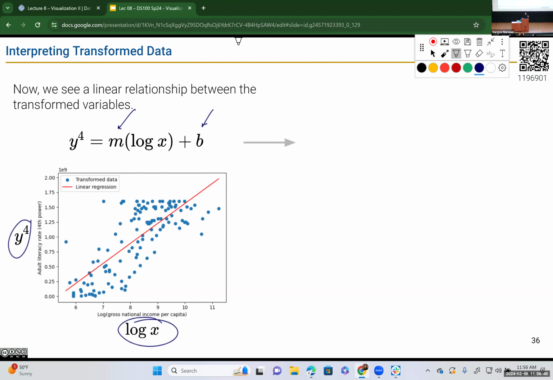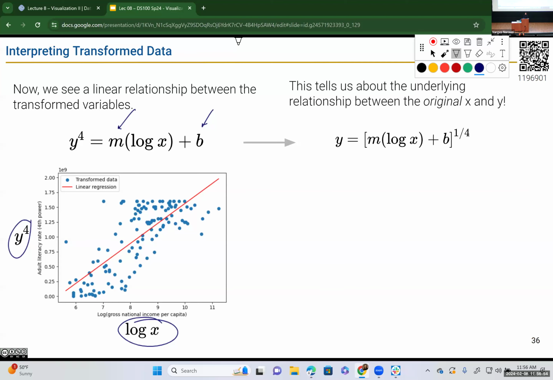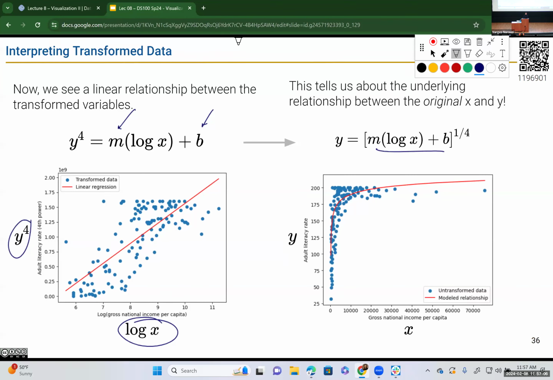One thing that I might not be happy with is that explaining things in terms of Y to the power of 4 might be difficult. So I can go ahead and do a reverse transformation and write this equation in terms of just Y. I would say that Y is equal to whatever it was before to the power of 1 over 4. And then I'll be able to visualize the exact trend of the data. Now I can explain what's happening.